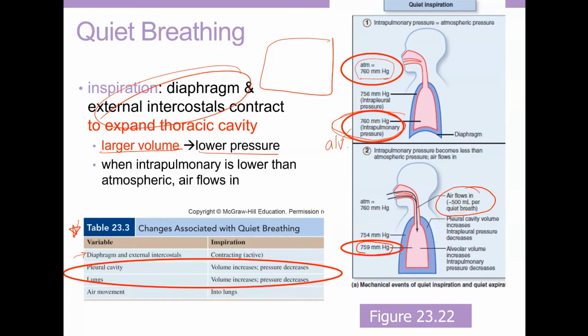That of course can vary from person to person, but you're going to go from that high atmospheric pressure to the lower intrapulmonary pressure now. So that's why air goes in. You don't have to force it in. It's just going to automatically go in your lungs because of the pressure changes. But the pressure changes won't happen unless your muscles contract. So down here again, we see pleural cavity volume increases, pressure decreases, and the lungs, same thing. And then down at the bottom, air movement into the lungs. So this chart is your awesome summary.